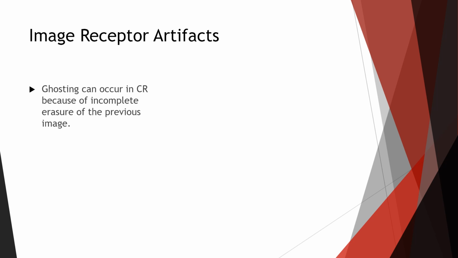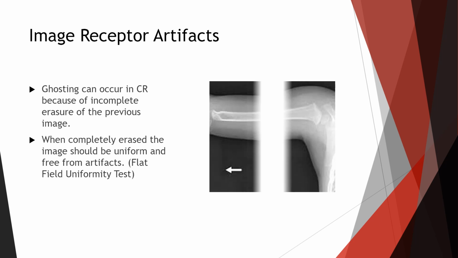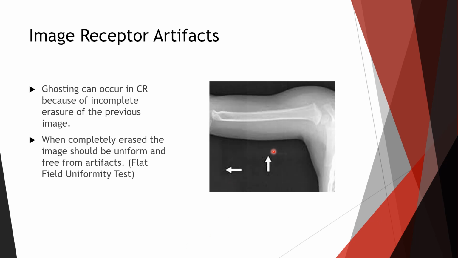Ghosting can occur in CR because of incomplete erasure of the previous image. When completely erased, the image should be uniform and free of artifacts, which can be proven by a flat field uniformity test that we talked about in the last video. This is an example of ghosting right here. There's previous image information with these hard lines right here, and then this line right here. So this area is more black and this area is exposed differently in here. For this image, it might not need to be repeated, but this is a ghosting artifact.